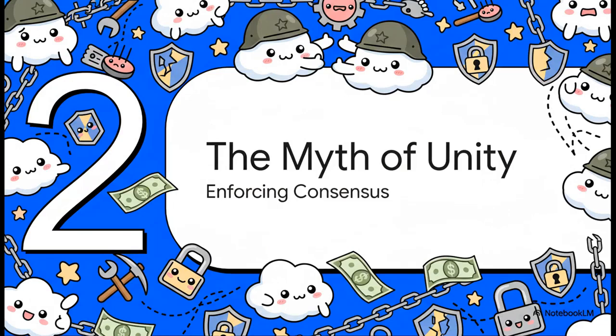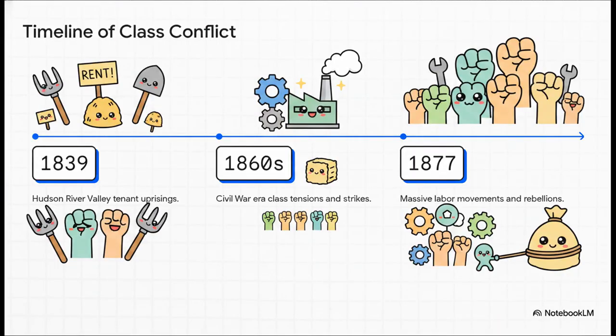Moving right along to Section 2, the myth of unity: enforcing consensus. Now, Zinn maps out this era to show us that parallel to the North-South conflict, there was this continuous boiling thread of class anger. The Civil War didn't just happen in a vacuum. I mean, look at the timeline. Before the war even started, you had major uprisings like the Hudson Valley tenant strikes in 1839. During the war itself, those class tensions kept right on simmering. And then, right after Reconstruction, massive labor movements exploded onto the scene in 1877.